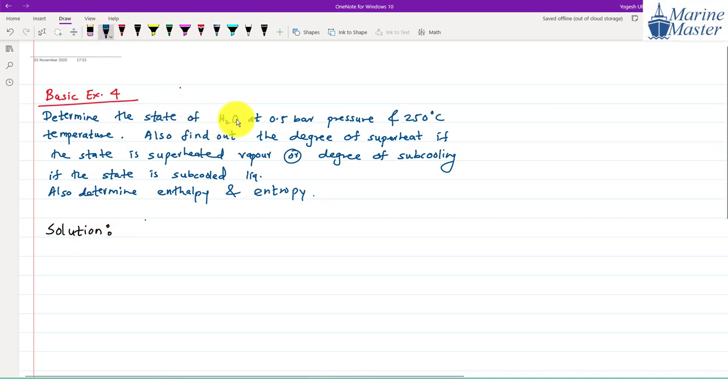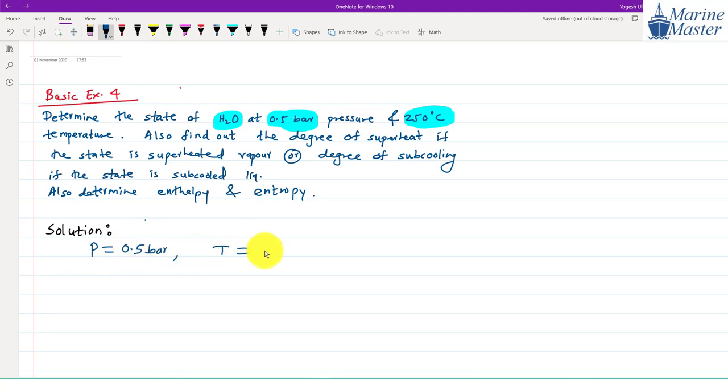As usual, here we are currently dealing with H2O, because H2O is easy to understand. That's why we are discussing things related to H2O. So we have H2O whose pressure is 0.5 bar and temperature is 250 degrees Celsius. I am writing down the given things: pressure 0.5 bar, temperature 250 degrees Celsius.